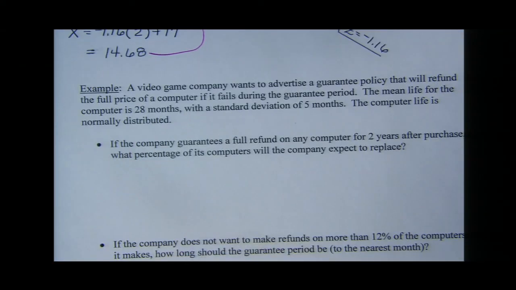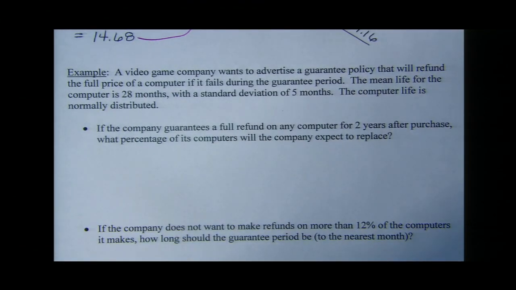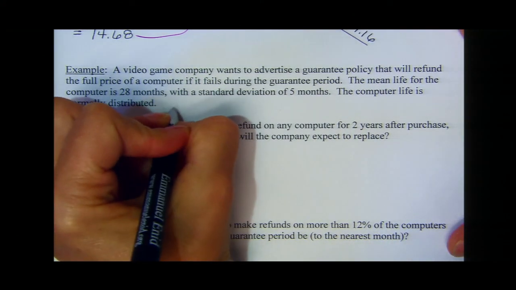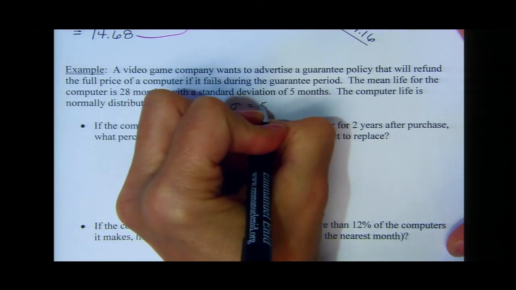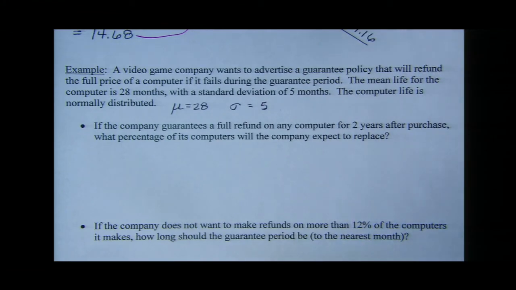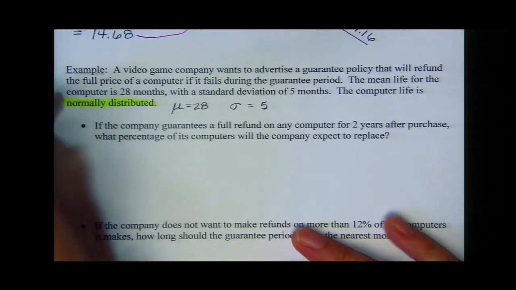All right, last example. A video game company wants to advertise a guarantee policy that will refund the full price of a computer if it fails during the guarantee period. The mean life for the computer is 28 months, with a standard deviation of 5 months. The computer life is normally distributed. So that just tells me I can use the Z table.